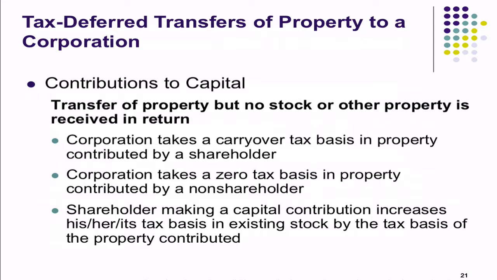If I already have stock through the 351, all that happens is my stock basis goes up by the basis of the property I contributed. So if the land was worth $50,000 initially, or that's what I purchased it for, my stock basis increases by $50,000. Okay? Is that clear to everybody?